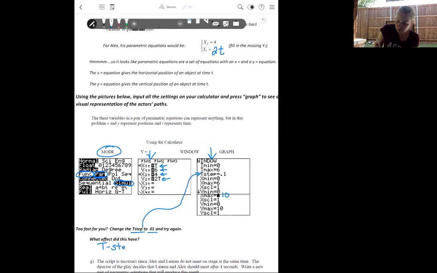All right, so you should see the effect that this had, it slowed down the graph. So the T-step slows down the graph. What happens is your T-step is telling the calculator how many points to plot between the T minimum and the T maximum. So when we had T min 0, T max 6 with a T-step of 0.1, think about how many points that's plotting. When I put in a T-step of 0.01, well, now it's plotting a lot more points. And so when it's plotting a lot more points, it slows the graph down and it takes longer to do it.